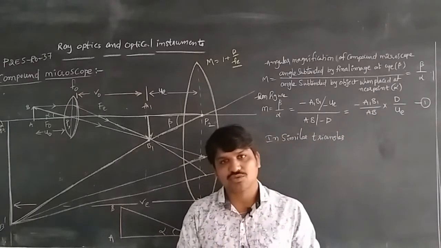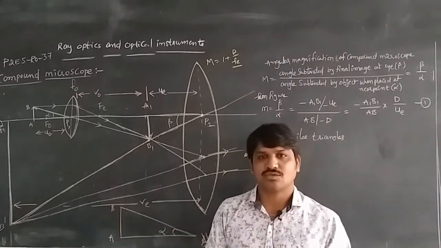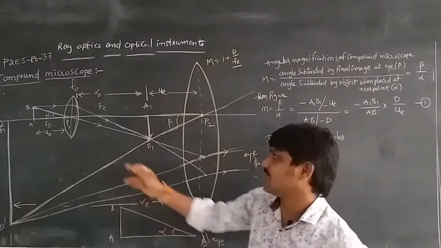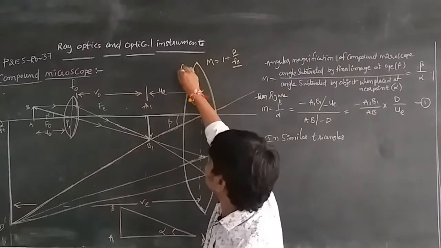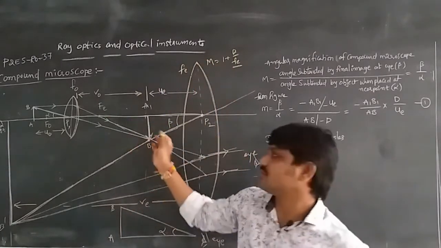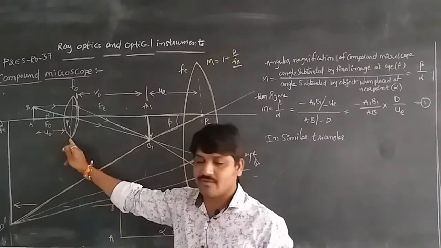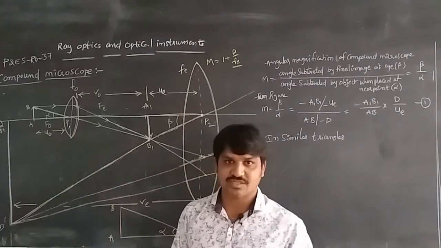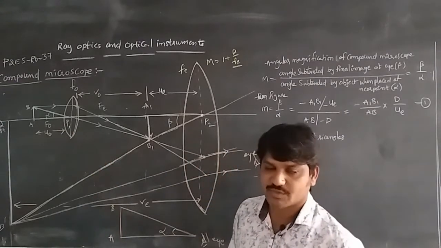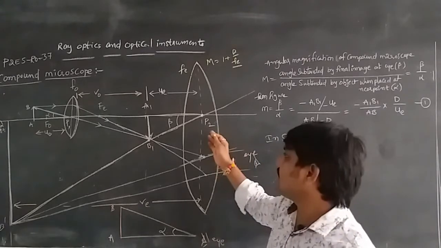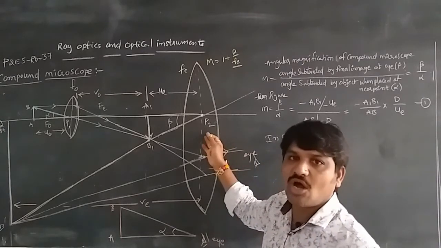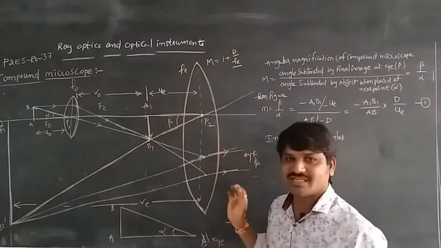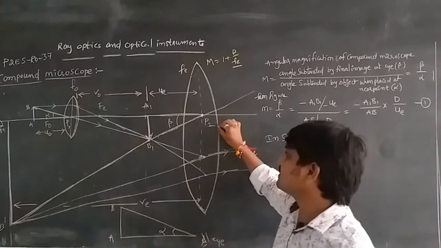This compound microscope consists of two biconvex or converging lenses of different focal lengths, f0 and fe. The lens with the smaller focal length is on the object side and has a small aperture. The other lens is on the eye side and has a larger aperture than the object side lens, and this is the eyepiece.